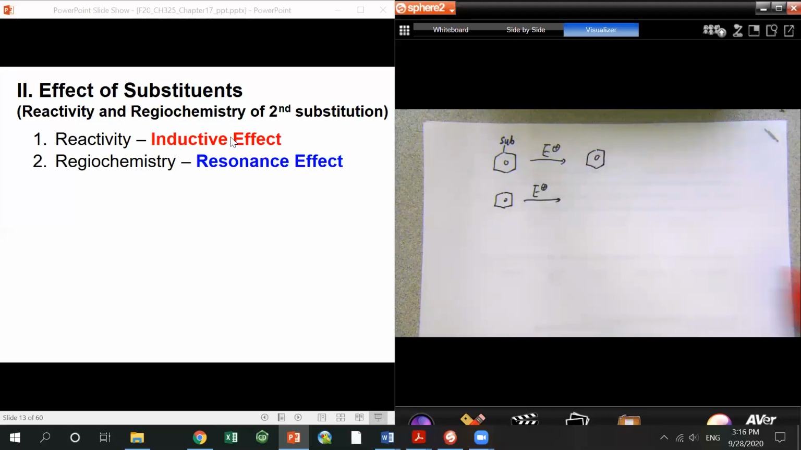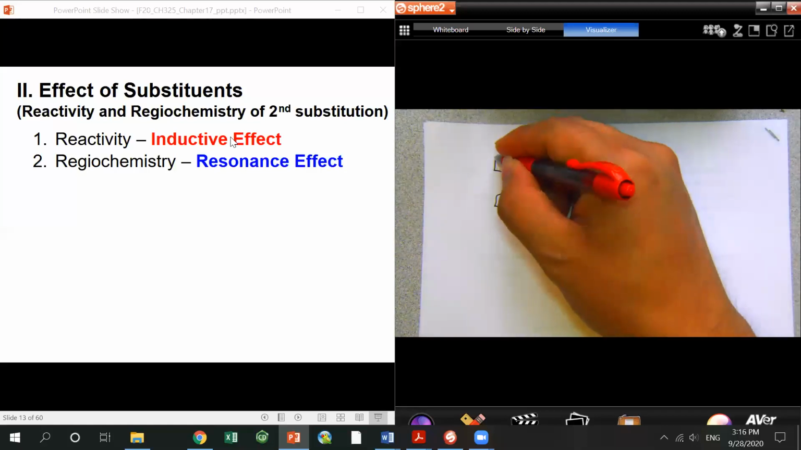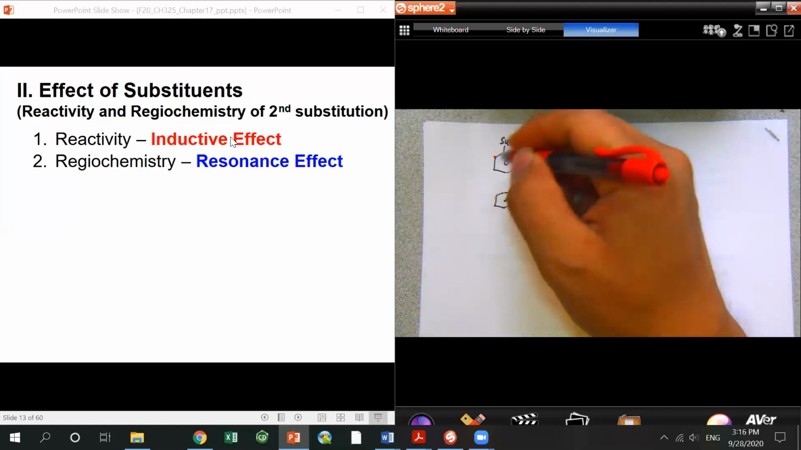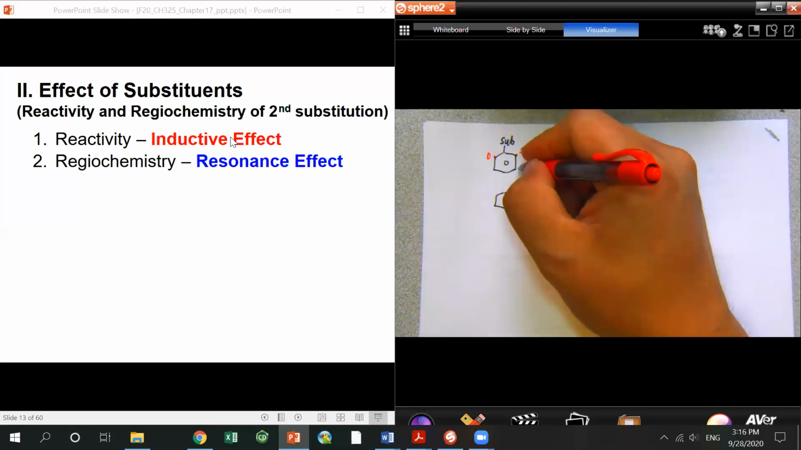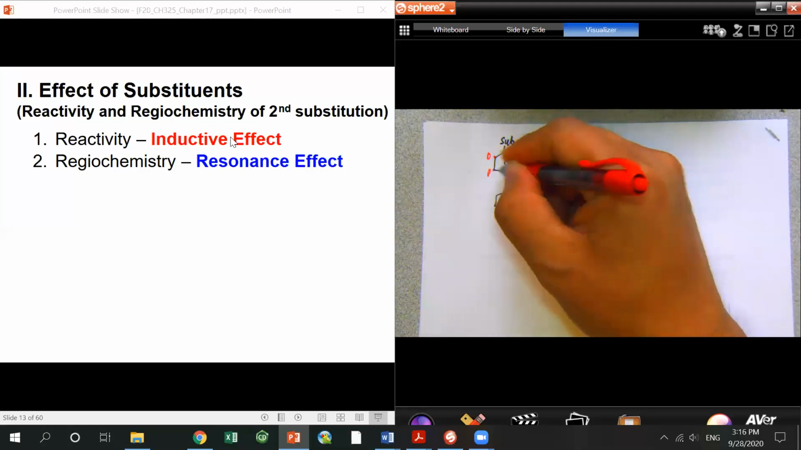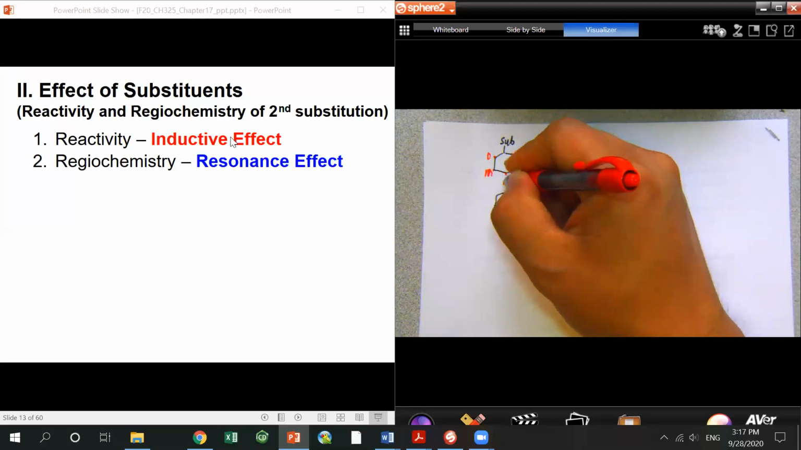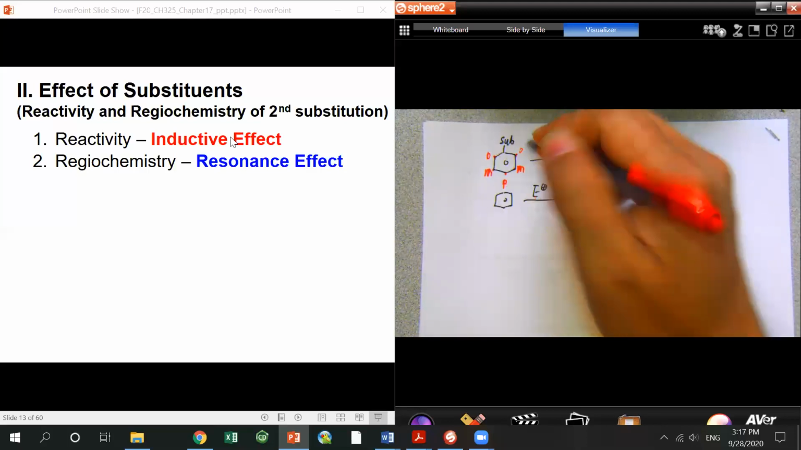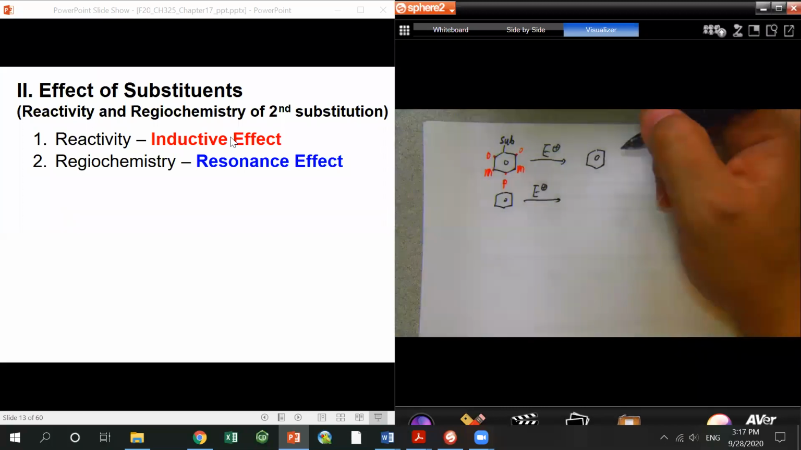So for this substrate that already has one substituent group, there are two ortho positions, and two meta and one para position. So in this case, there are three possible products.